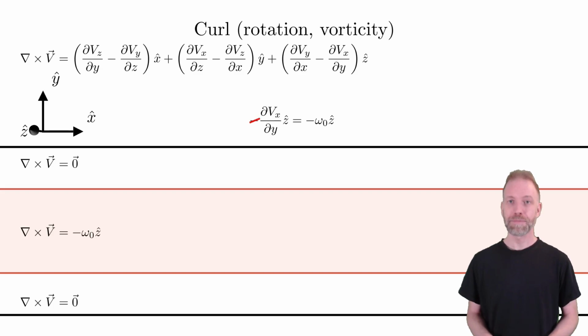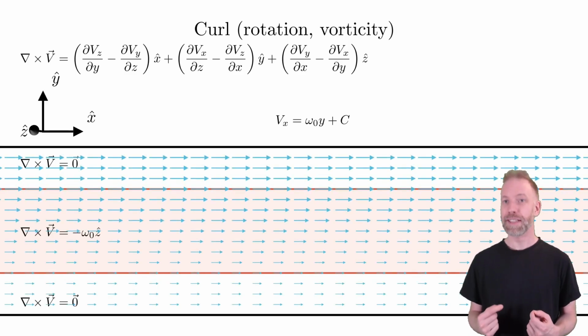Remove the minus sign. As both expressions are in the z direction, we can remove the direction and integrate both sides. The left-hand side is just Vx, and the right-hand side will be omega 0 y plus the integration constant c. This will give a velocity in the x direction looking something like this. We have a linear increase in velocity in the curl region, and constant velocity outside this region.